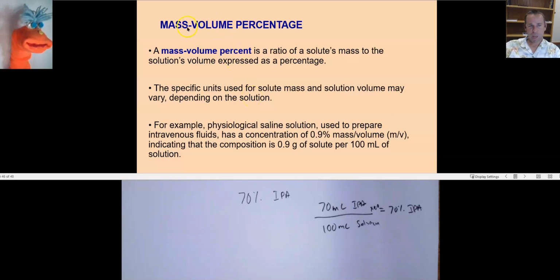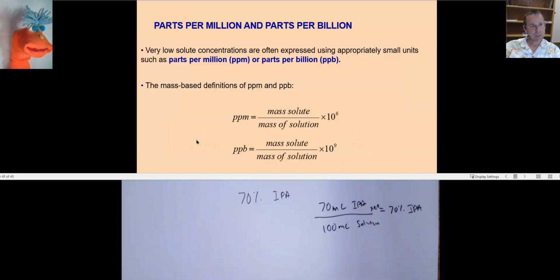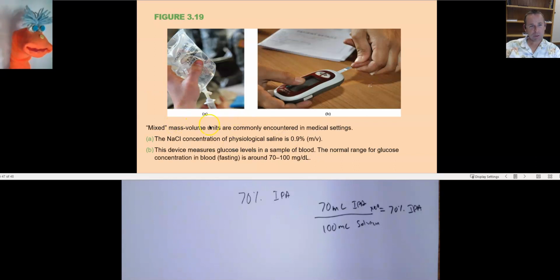Okay. We can also have a mass volume percentage. That's what we just expressed. And here's an example. Physiological saline solution used to prepare IVs has a concentration of 0.9 mass per volume, indicating that the composition is 0.9 grams solute for every 100 milliliters of solution. Okay, so here's a couple other examples. Another example here of how scenarios where concentrations are expressed differently.